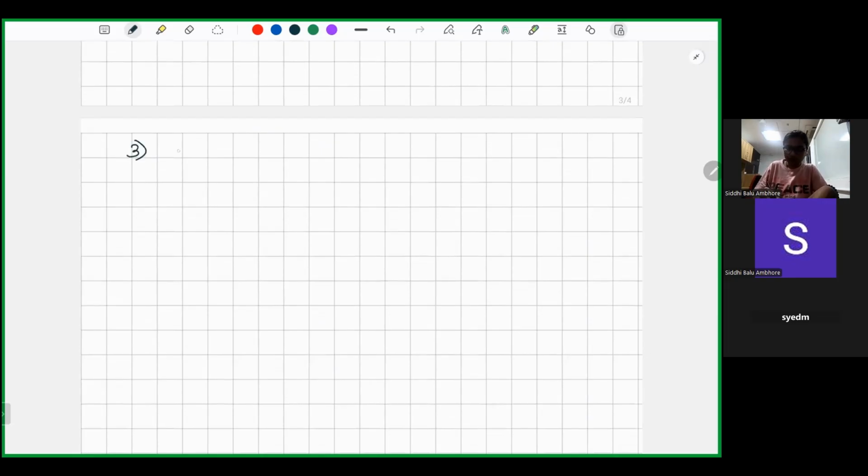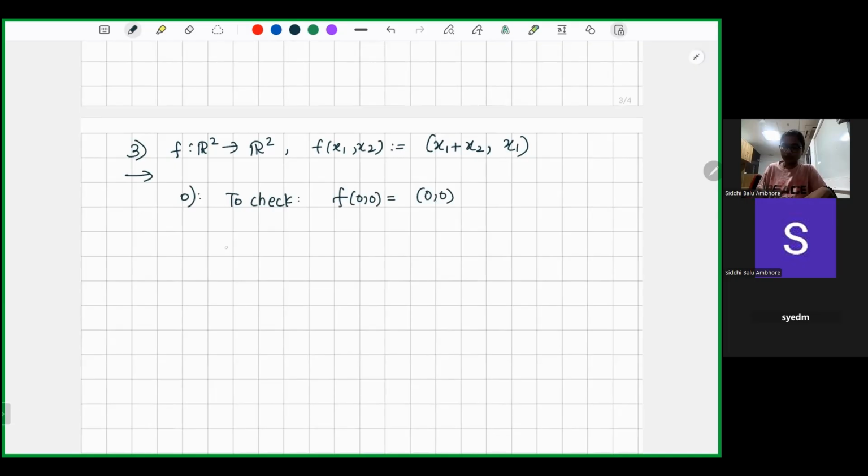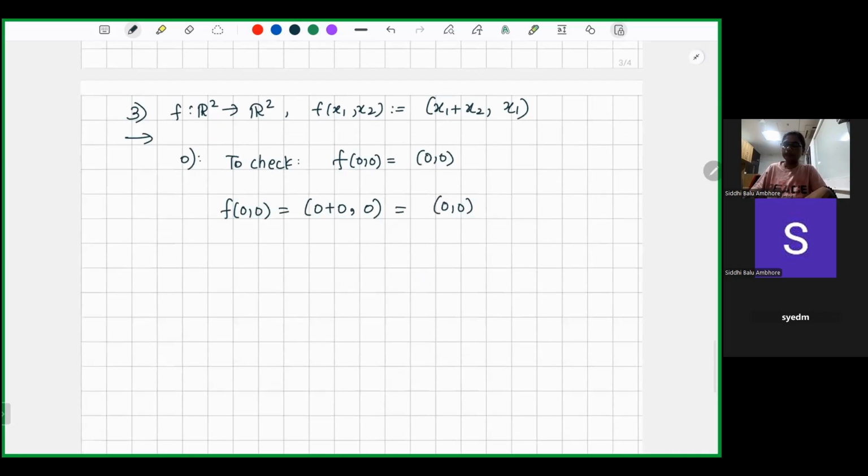So now the third one: f is again from R2 to R2, and f of x1 comma x2 is defined as x1 plus x2 comma x1. Okay, and we have to check. So again, we will check whether f of 0 comma 0 is equal to 0 comma 0 or not. So f of 0 comma 0 is 0 plus 0 comma 0, so it is 0 comma 0, and hence this condition is satisfied. So this one is okay.